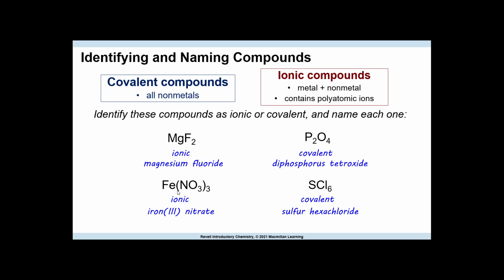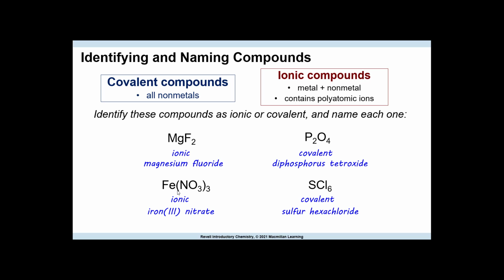Next, we have P2O4, which is diphosphorus tetraoxide, and it only contains nonmetals. Not to mention the fact that we're using di and tetra, that's only used for covalent. So covalent compounds use prefixes to indicate the number of each atom present. Diphosphorus tetraoxide.